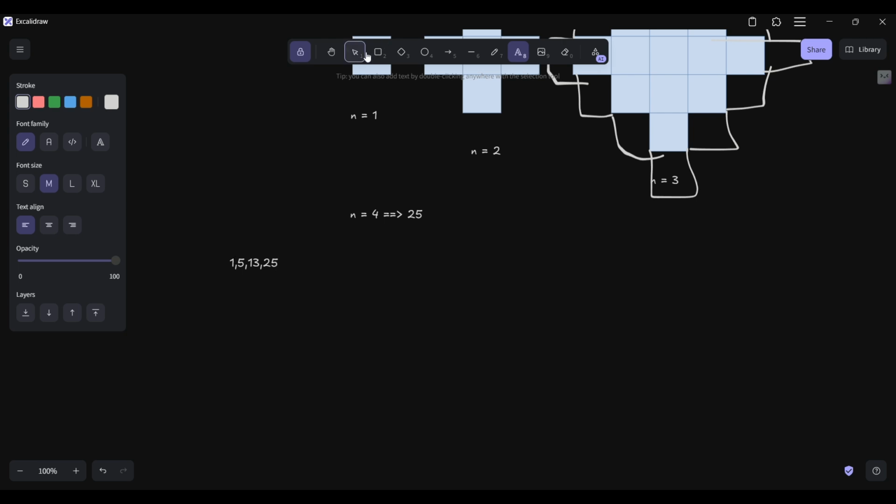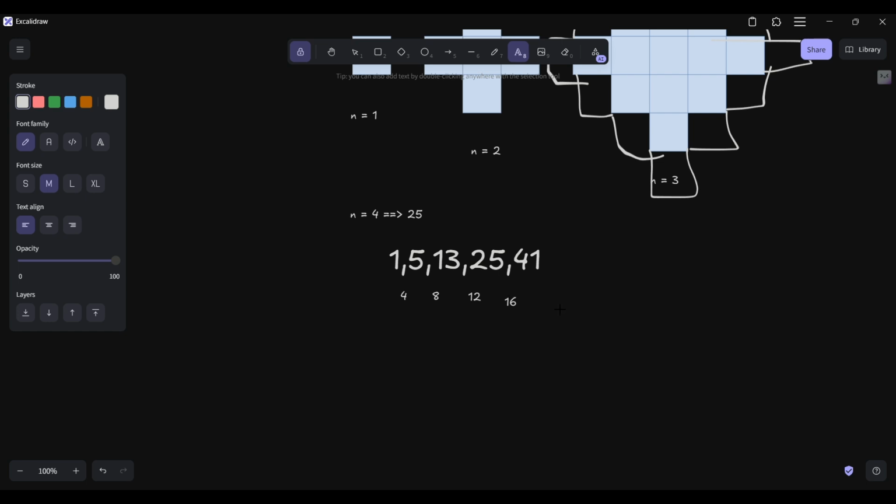Let's find the pattern by calculating the differences. 5 minus 1 is a difference of 4, 13 minus 5 is a difference of 8, and 25 minus 13 is a difference of 12. So these differences are multiples of 4. After 25, it would be plus 16, because 4, 8, 12 are multiples of 4, and 4 times 4 is 16. If we add 16 to 25, it gives 41. So for n equals 5 the result is 41, and the difference is 16.